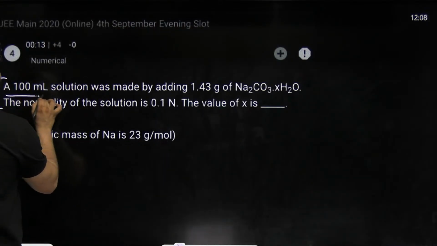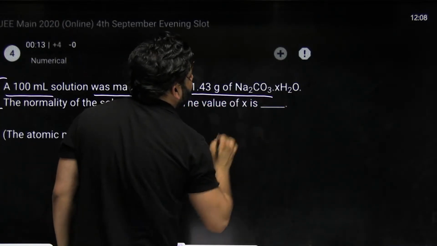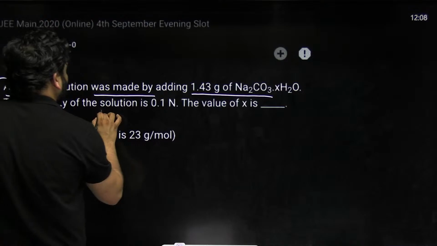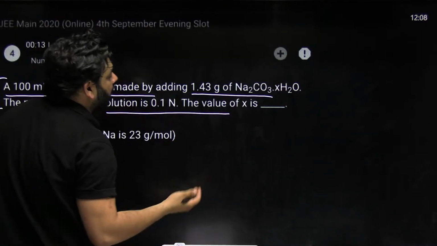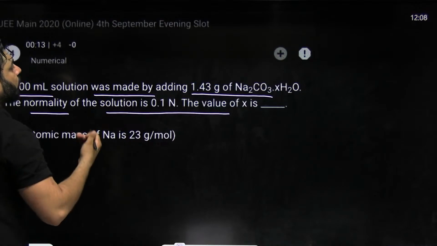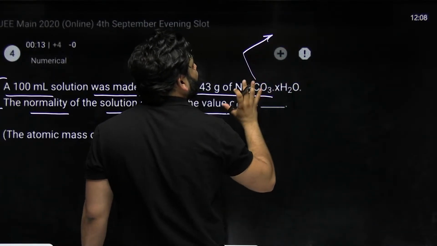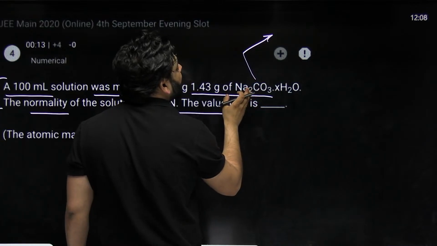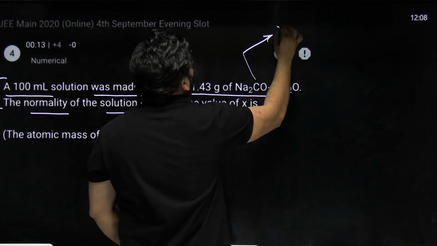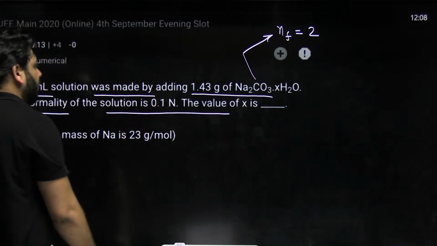The question says that 100 milliliter of a solution was made by 1.43 gram sodium carbonate, and the normality of the solution is this, then what is the value of x? It's a very easy question, by the way, but let me remind you how you can approach it. It's a salt with a bivalent cation and a bivalent anion, and the total positive and negative charge is 2, so the n factor for this salt is 2. One of the very important parts of this question.